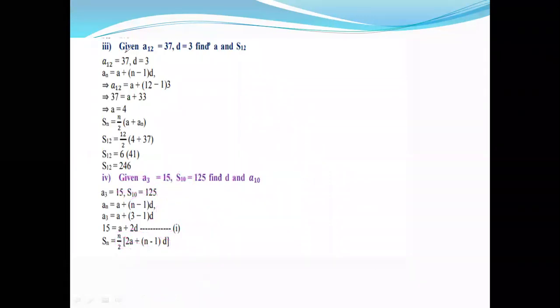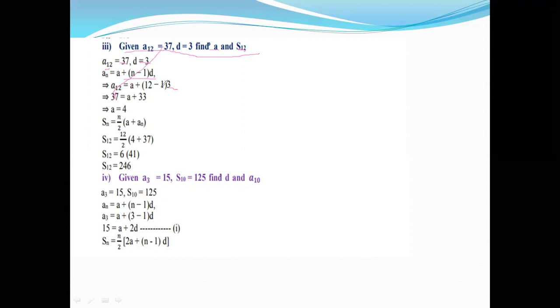Okay. The next one. Given a12 is equal to 37, d is equal to 3, find a and S12. Here also, a12 they have given. a12 is equal to 37. Difference is equal to 3 they have given. an is equal to a plus n minus 1 into d is the formula. a12 is equal to a plus 12 minus 1 into 3. Here they have given 37, so we can substitute this as 37.